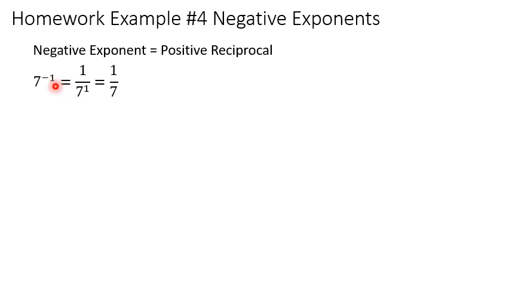And when you do that, the exponent becomes positive. It doesn't matter what the exponent is. It could be 7 to the negative 2, and when you flip it over, it would be 1/7 squared. So it just makes that a positive exponent. And 7 to the first power is just 7.